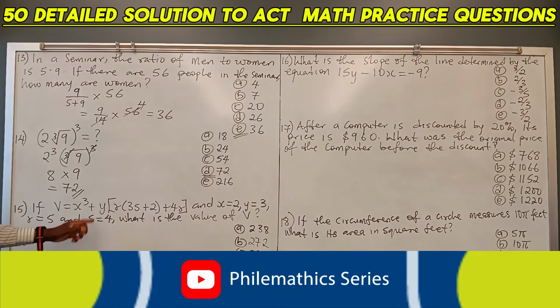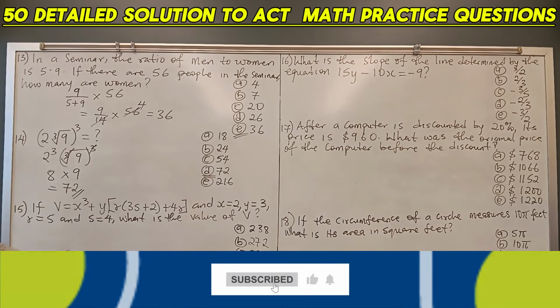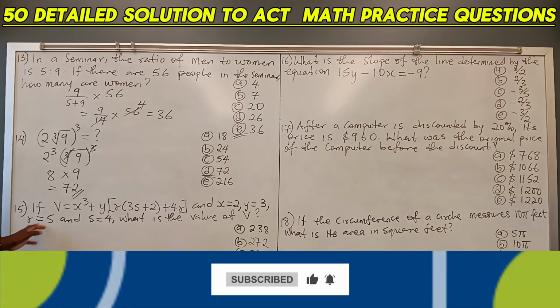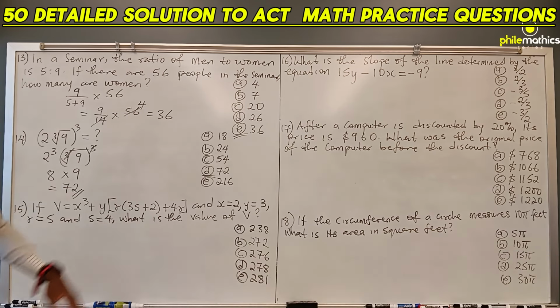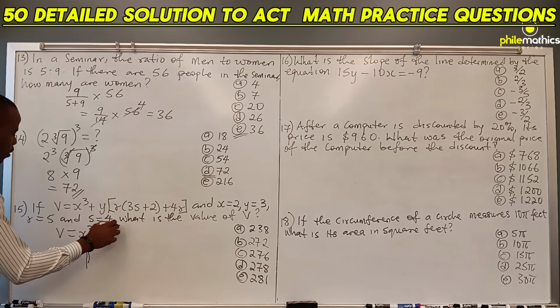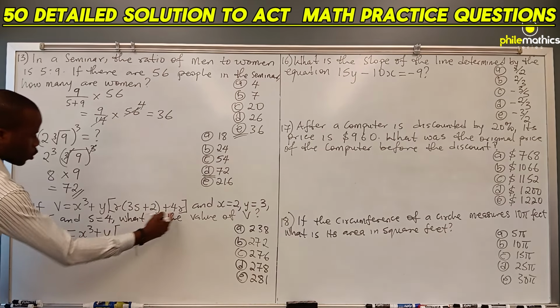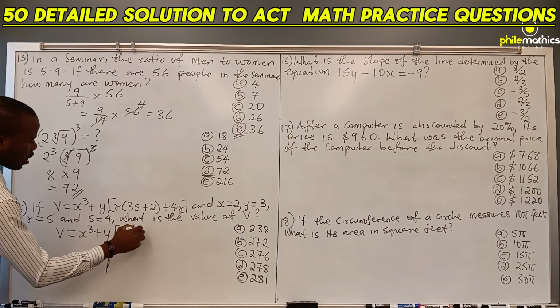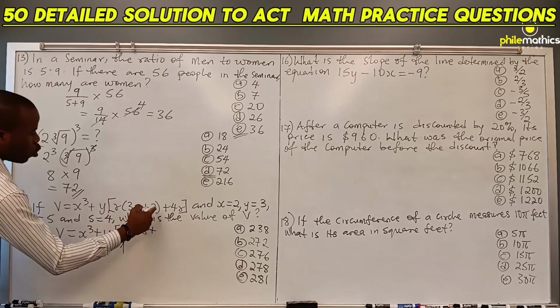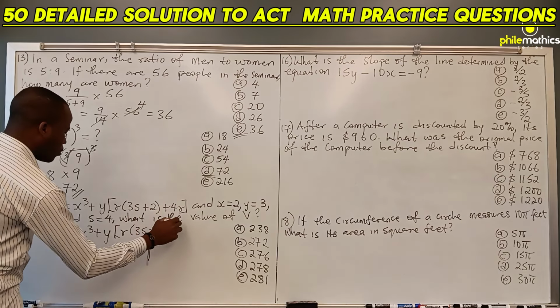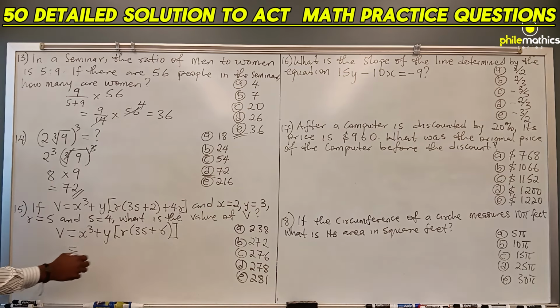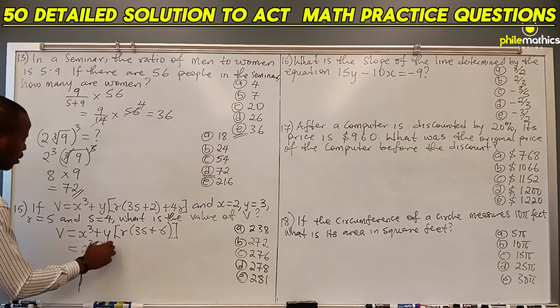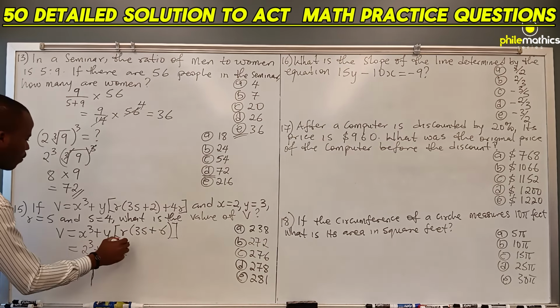If V is x cubed plus y, this equation, and x is 2, y is 3, r is 5, x is 4. What's the value of V? We just substitute. So we can rewrite this as V equals x cubed plus y. R is common, so I can factorize R. So I have 3x plus 2. 2 plus 4 is 6. So my x is 2, so I'll have 2 cubed. My y is 3. My r is 5.